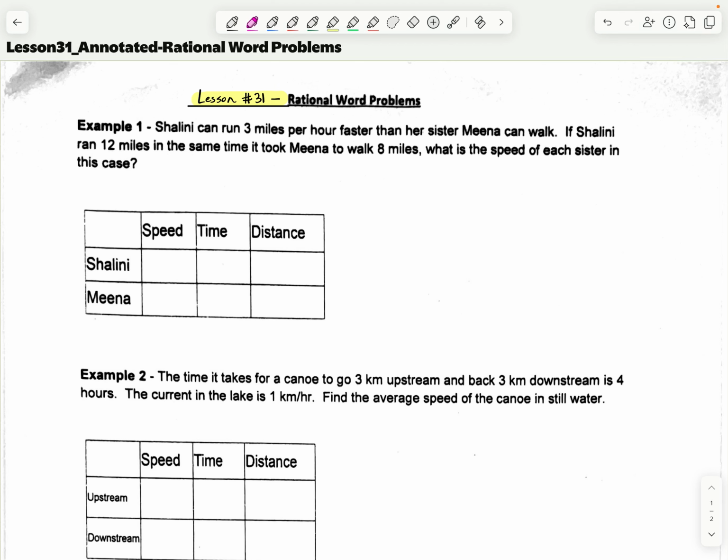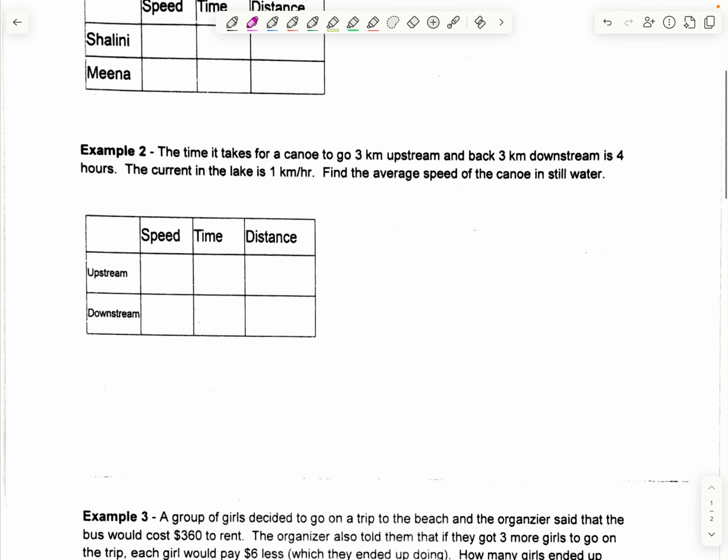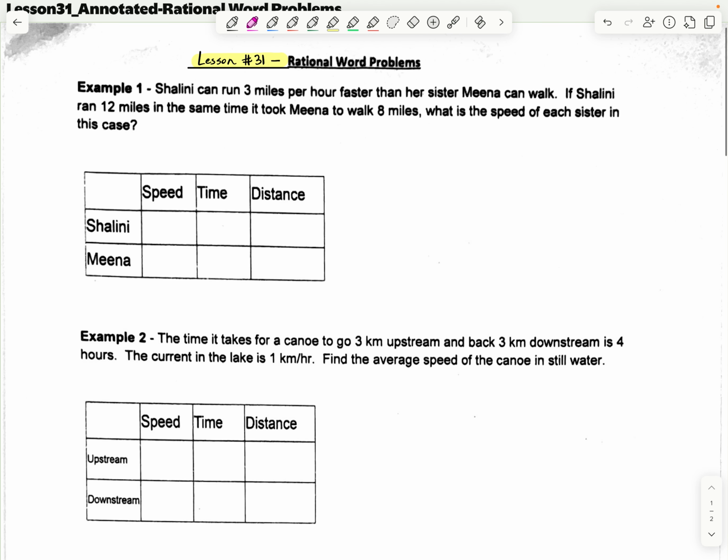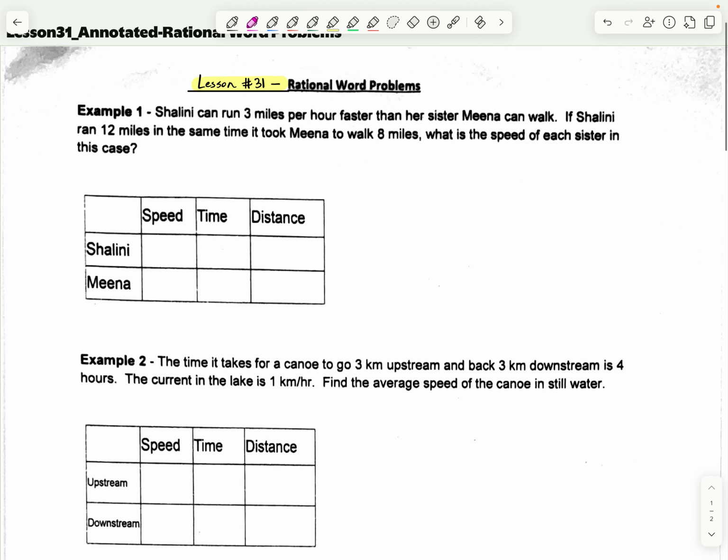This time we're looking at lesson number 31, rational word problems. So today we're going to look at 3 rational word problems together, example 1, 2, and 3. And these problems can feel frustrating at first, but I want to assure you that they become easier when you stay organized and focus on the meaning of the problem, of the situation, rather than just rushing into the algebra.